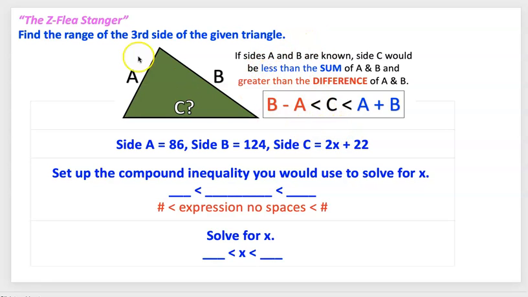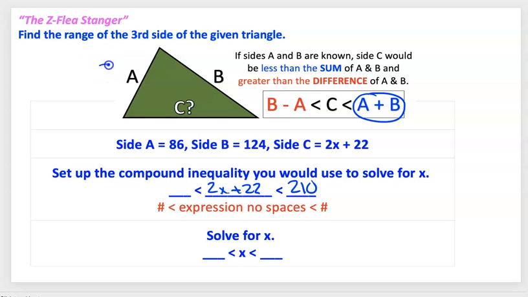So the easy part is going to be to drop in the 2x plus 22. So we're going to make the inequality here. Set up the compound inequality that you would use to solve for x. Okay, so you would drop the 2x plus 22 in the middle, do it with no spaces. And then over here you would do the sum of 124 and 86. 124 and 86 put together is 210. Again, what is that? That's the sum.